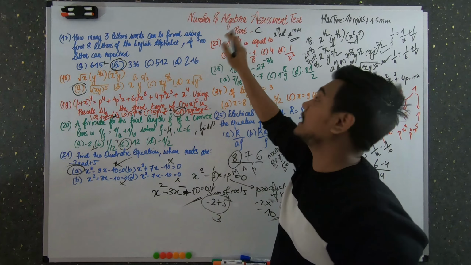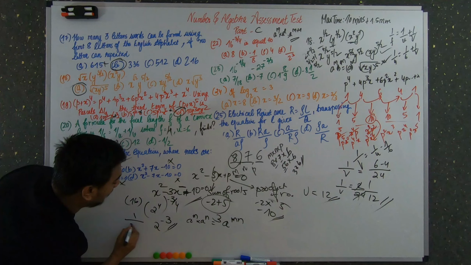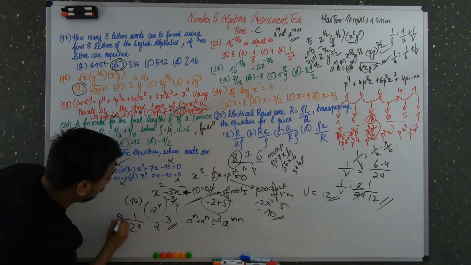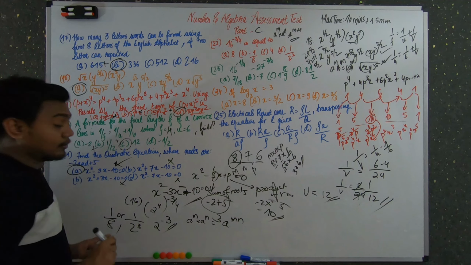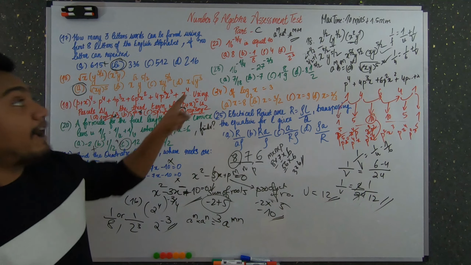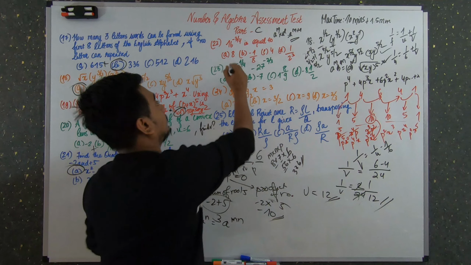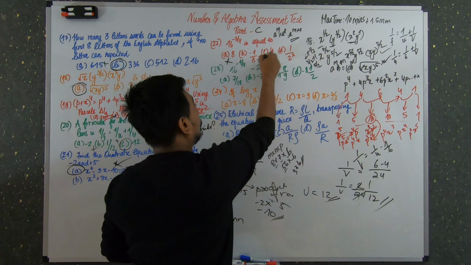You know that a raised to m into a raised to n is a raised to mn. So you can multiply this together and write it as 2 raised to -1 by 3. It is the same as 1 by 2 raised to 3, or 1 by 8. Either of these should be your final answer. So option D is the correct answer for the problem number 22. I hope it's clear.